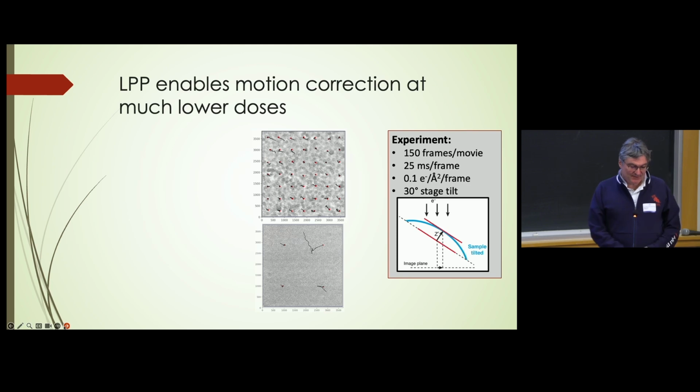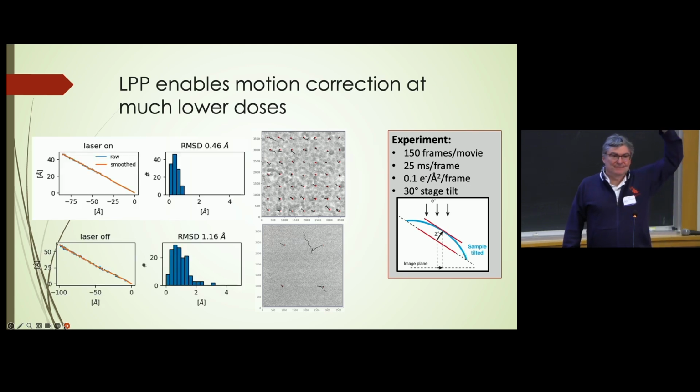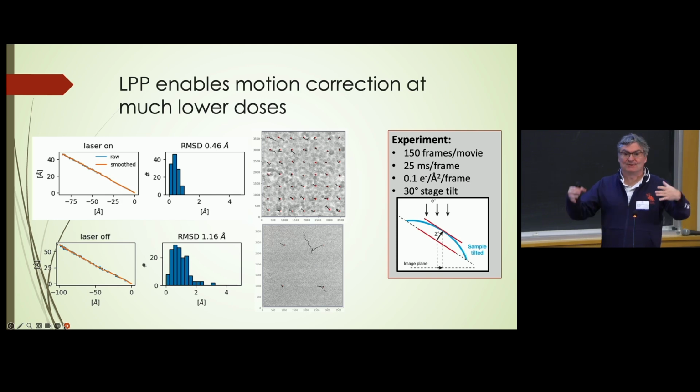With that, a first thing we checked was if you have phase contrast, you should be able to align the frames using a much lower dose per frame than without the laser, and that should enable you to do better motion correction.